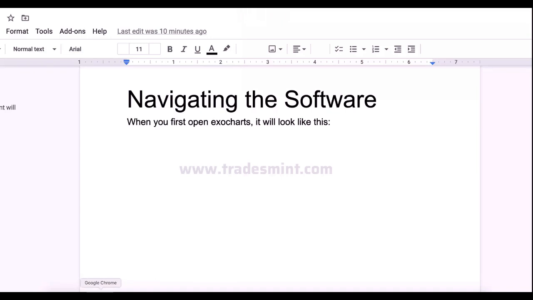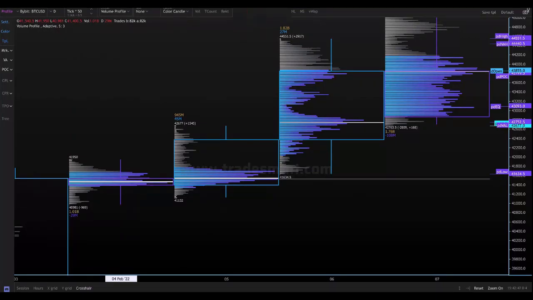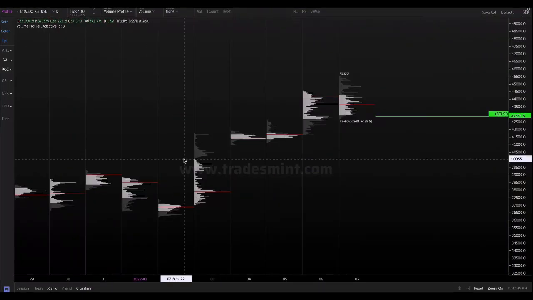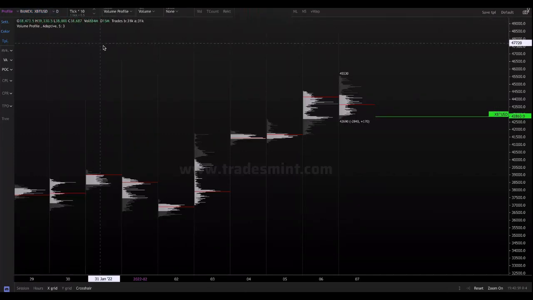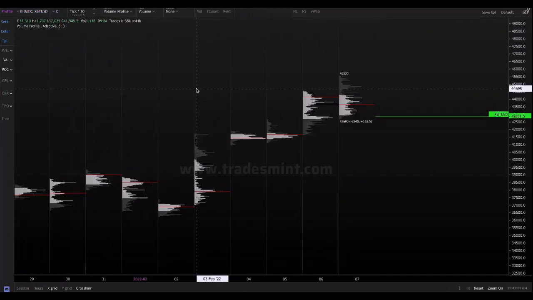So when you first open up Exo, it is going to look like this. This is what you are going to see. And this is simply a daily volume profile chart for the BitMEX Bitcoin trading pair on the daily chart. And we are now going to go over everything that you see here and just familiarize you with the platform.